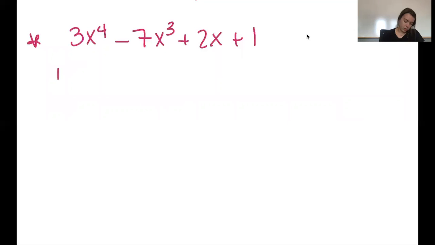For this one, I'm going to write LC is 3, and then the degree is 4. Okay, so that's one. I'm going to give you another one, so again, pause.